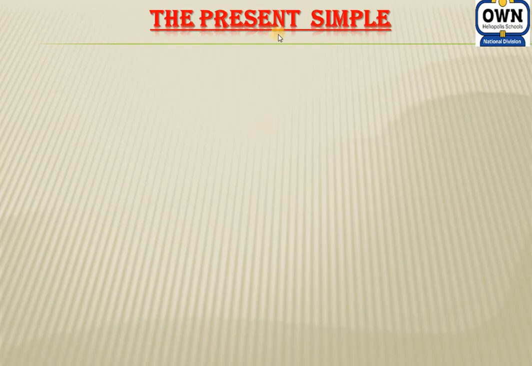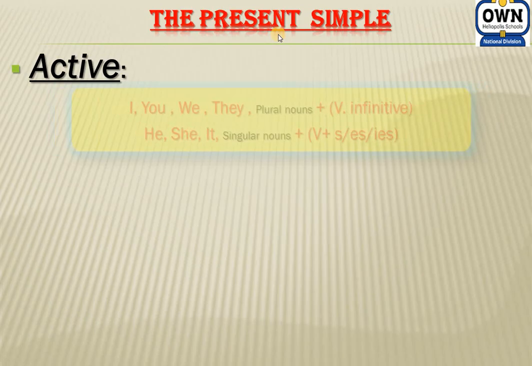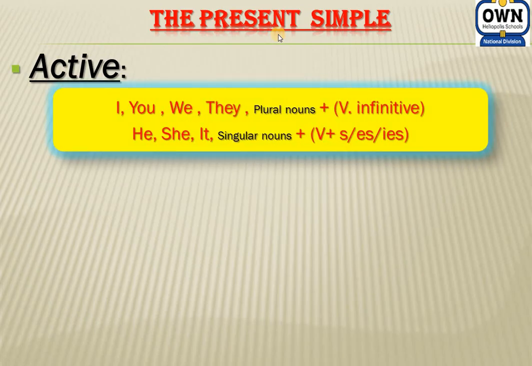As with the present simple, before changing the sentence from active into passive, we want to know the formation of the present simple tense, or how to form a sentence in the present simple. I, we, you, they, and the plural nouns take the infinitive verb. He, she, it, and the singular noun take the verb plus s, es, or ies. This is the form of the present simple.